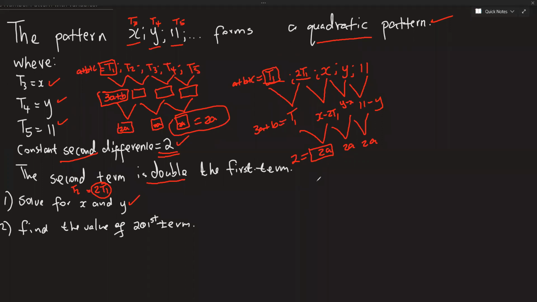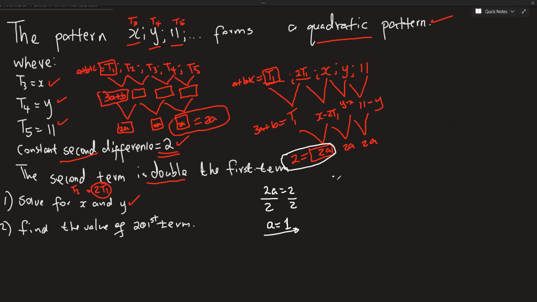So I'm going to take it from here, right? 2a equals 2. Then to solve for it, I'm going to divide both sides by 2. Then this 2 will cancel that one. Then I'm left with a equals 1. Right. Perfect. So I know the value of a now. Then I can substitute it here and there, right?